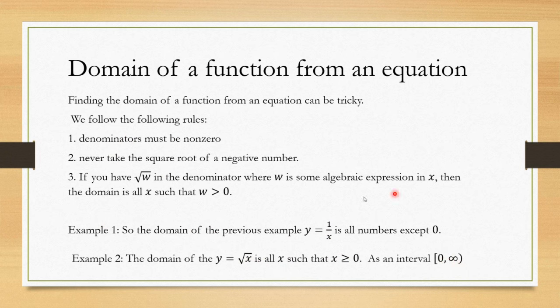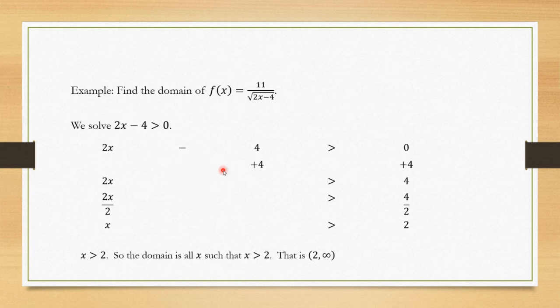Okay, so actually we will see an example of number 3. If you have the square root of something in the denominator, what I'm trying to say in number 3 is you want to make sure the radicand, what you're taking the square root of, is strictly greater than 0 if it's in the denominator, as in this example. So to get the domain of this, what we're taking the square root of has to be strictly greater than 0. So in this case, we have 2x minus 4 strictly greater than 0. That's what we want.